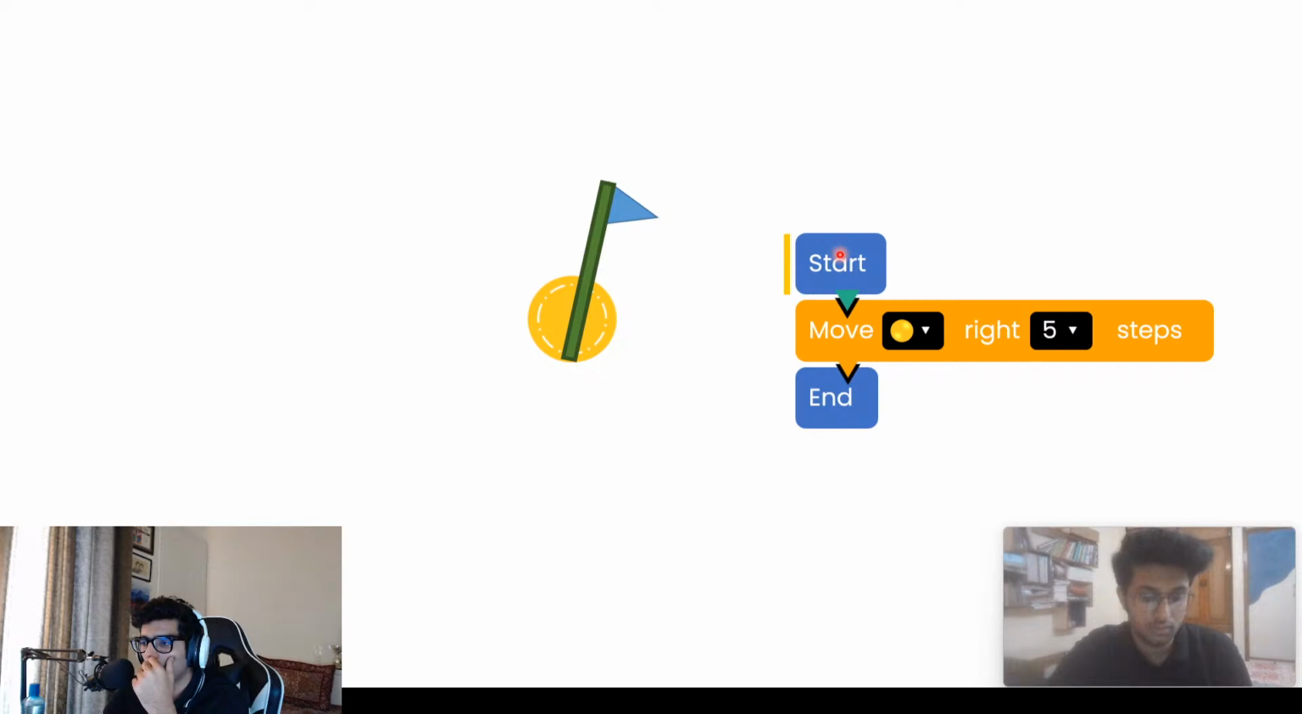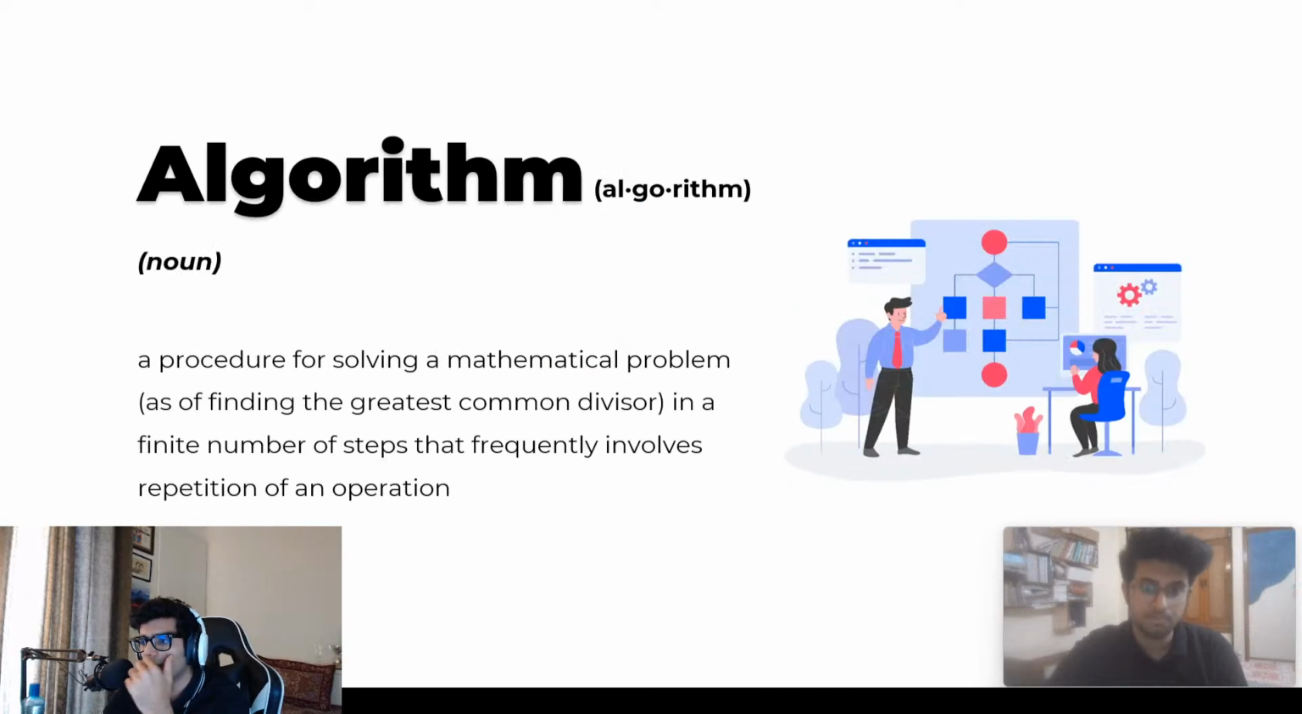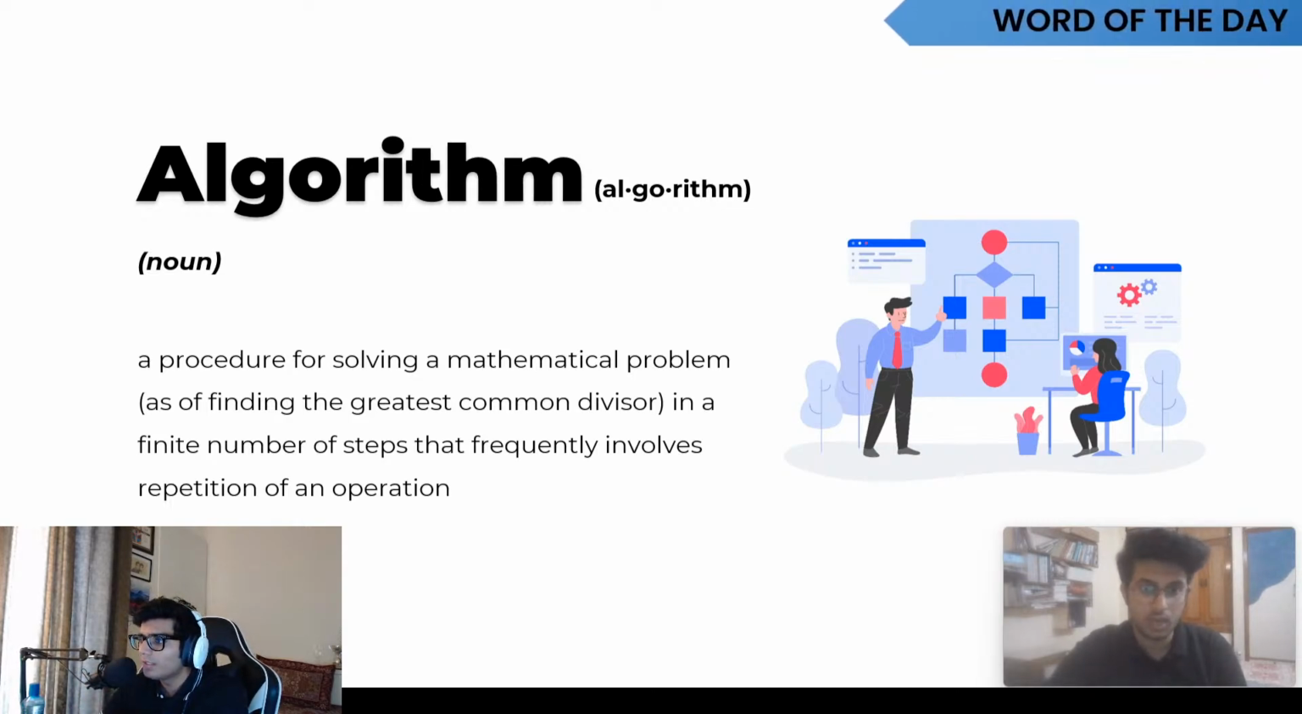Start. We want the ball to move in the right direction. Move 5 steps, right? So this is an algorithm: start, move right 5 steps, and then end. So this is a process, as Abhay told, of solving complex mathematical problems, and it's going to find the best solution. And this is also your word of the day. So please remember it, that's how you pronounce it, algorithm. It is shown on the screen.